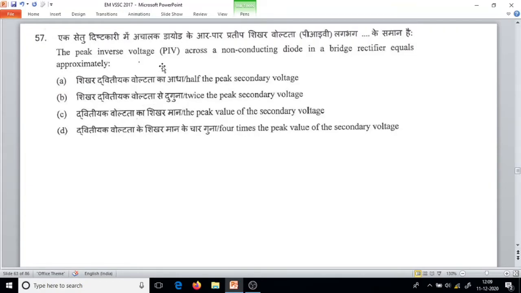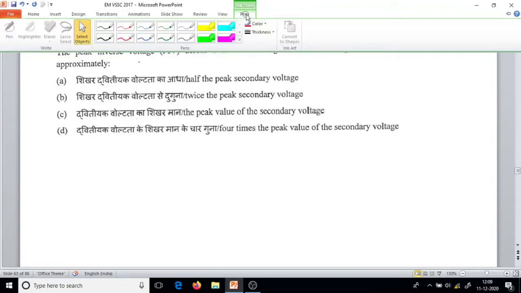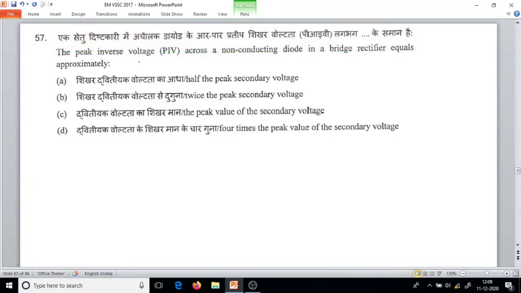Question number 57. Peak inverse voltage across a non-conducting diode in a bridge rectifier equals the peak value of the secondary voltage. I actually wanted to give you the table in this question, but I forgot. I'll make it up later.